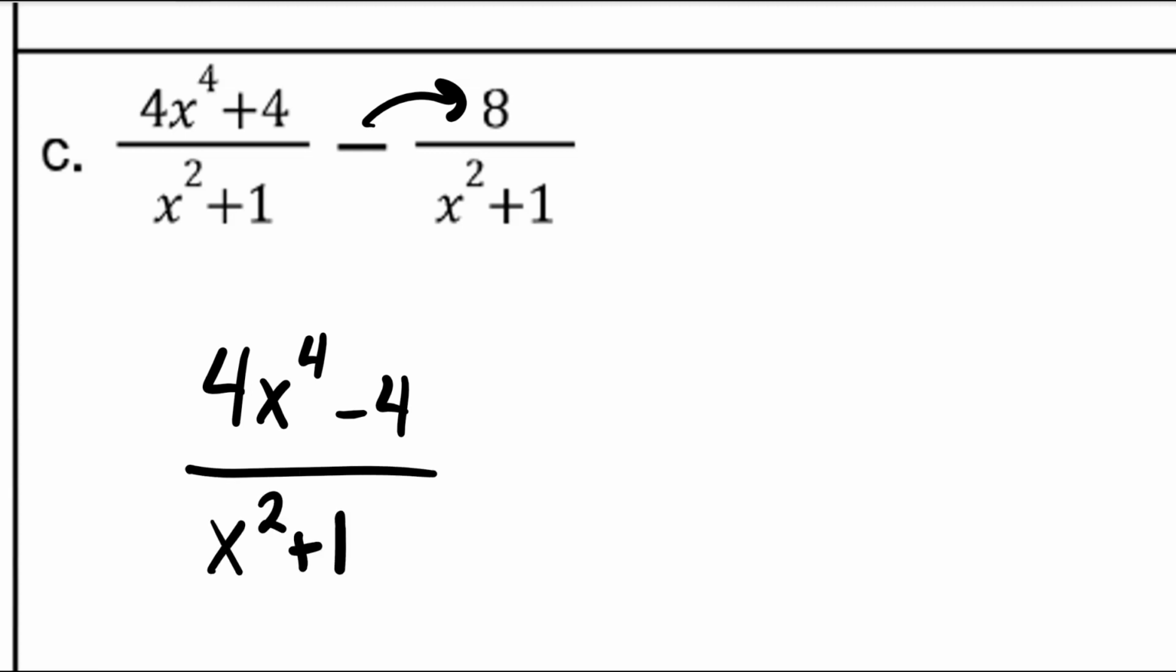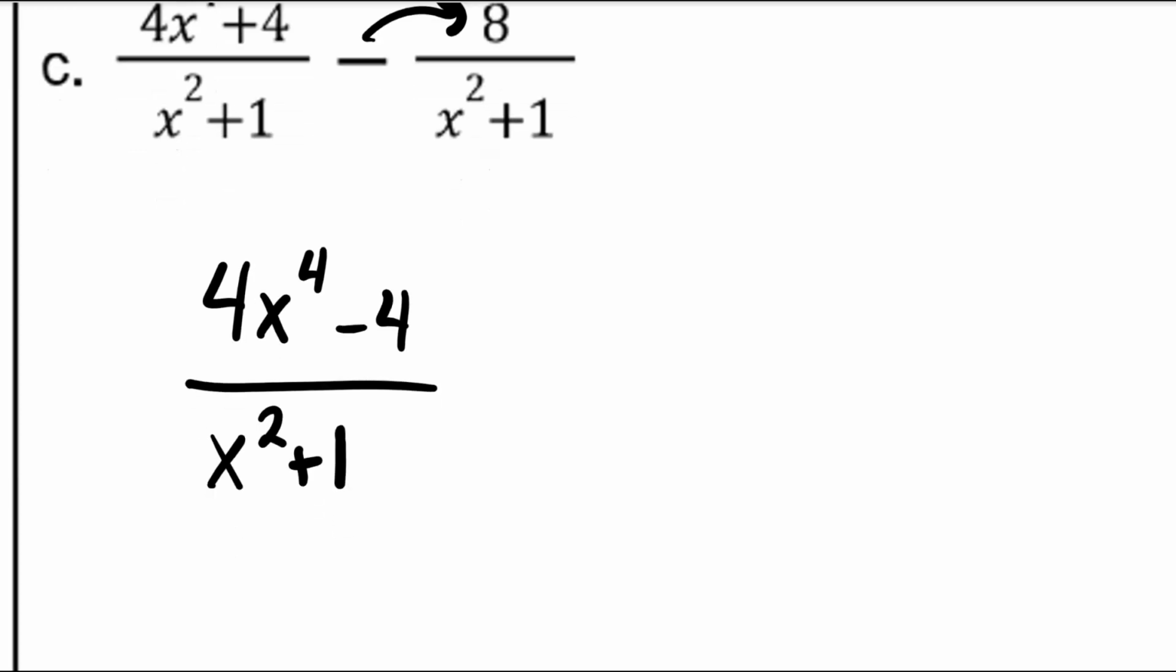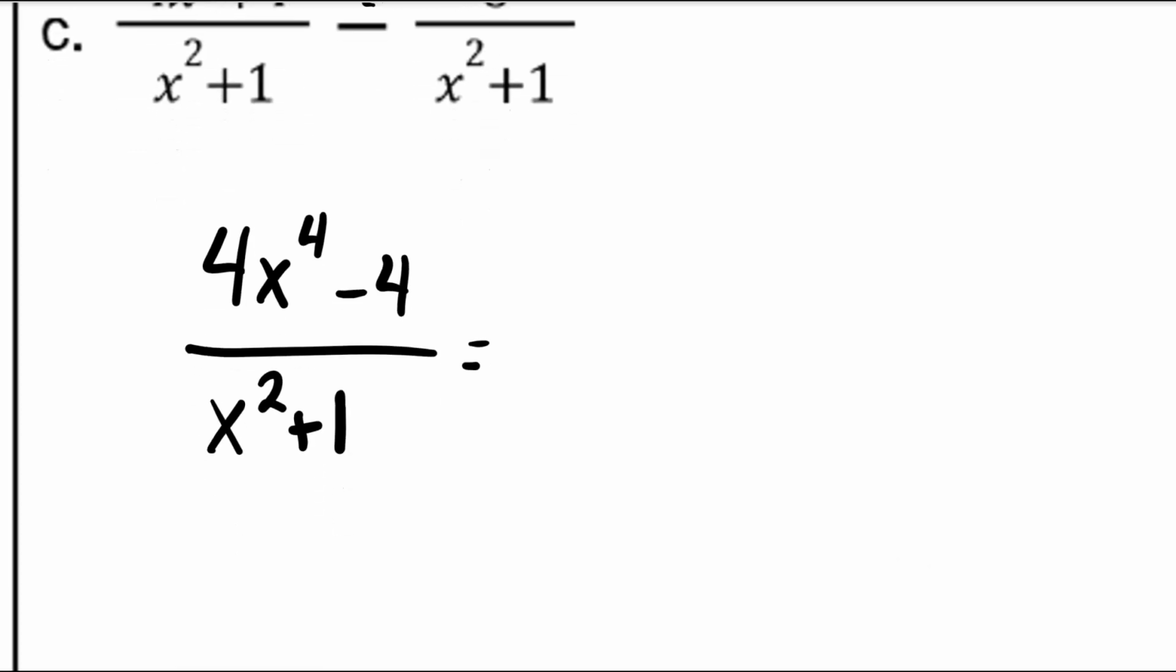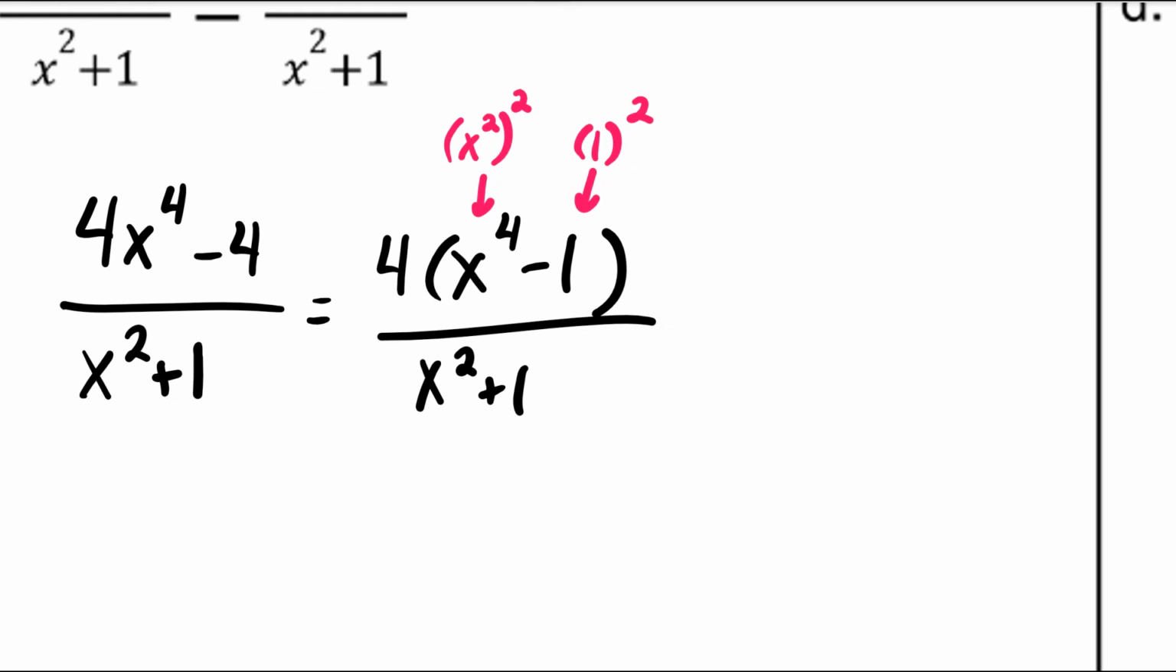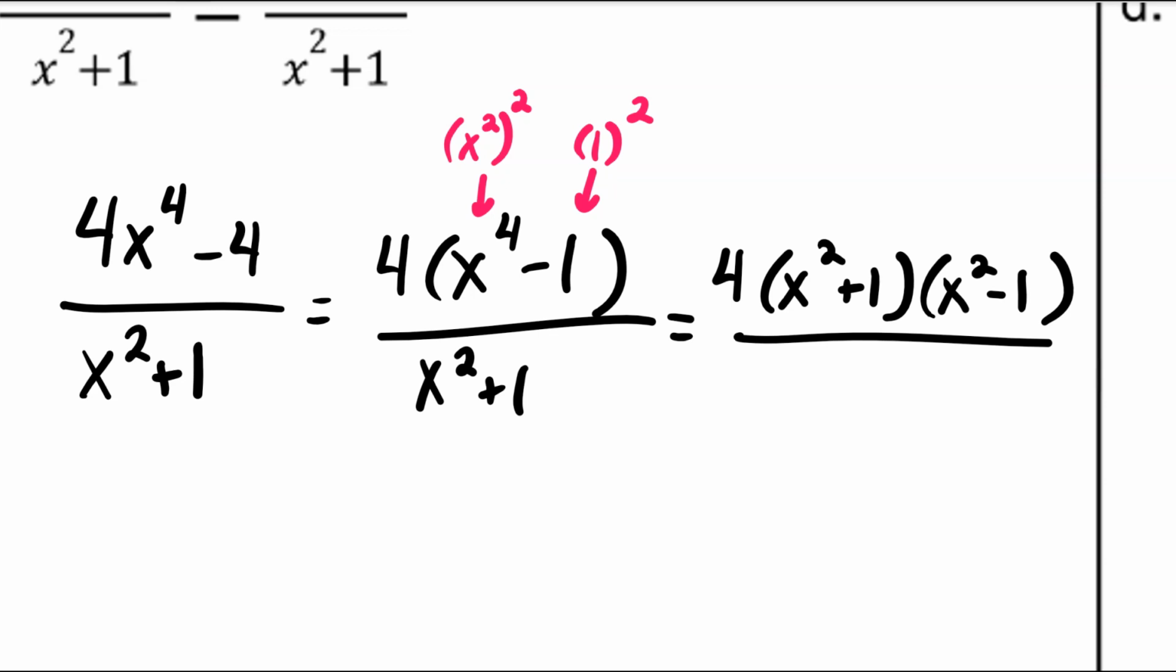And after we combine, usually there's something that we could factor and simplify a little bit better. So that numerator definitely has a GCF of 4 I could pull out to be left with x to the 4th minus 1. And now I also notice that x to the 4th is a perfect square. That's just x squared squared. And 1 is also a perfect square, right? That's just 1 squared. So technically that x to the 4th minus 1 can be factored further as a difference of 2 squares. I could write it as x squared plus 1 times x squared minus 1.